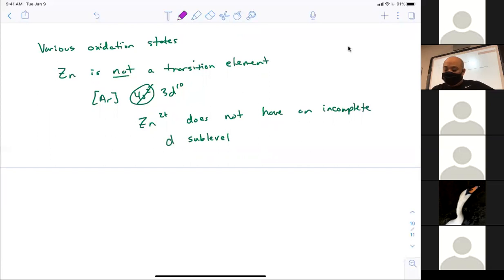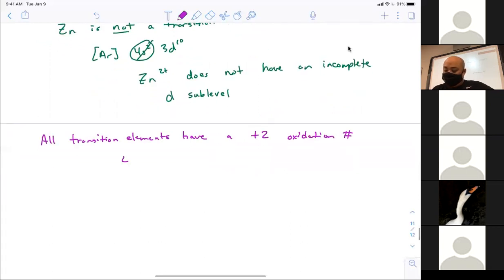Now, all transition elements have a +2 oxidation number, because of that 4s2 that they lose. So every transition element has at least a +2. All the other ones can vary based on the element. And luckily for you, on your IB exam, your data booklet lists the variable oxidation states for every transition element. So you don't have to memorize them.